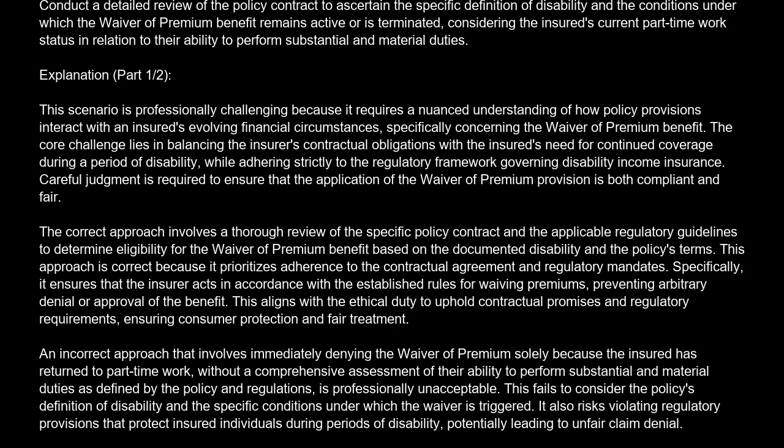An incorrect approach that involves immediately denying the waiver of premium solely because the insured has returned to part-time work, without a comprehensive assessment of their ability to perform substantial and material duties as defined by the policy and regulations, is professionally unacceptable. This fails to consider the policy's definition of disability and the specific conditions under which the waiver is triggered. It also risks violating regulatory provisions that protect insured individuals during periods of disability, potentially leading to unfair claim denial.